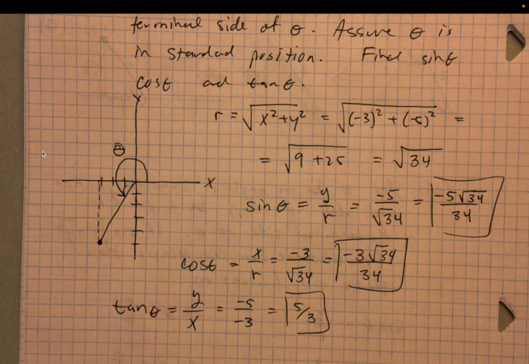So given an arbitrary point in the plane, we can find the angle that is implied by that point, if you assume the angle is in standard position and that the point is on a ray that's on the terminal side. Okay, perfect.